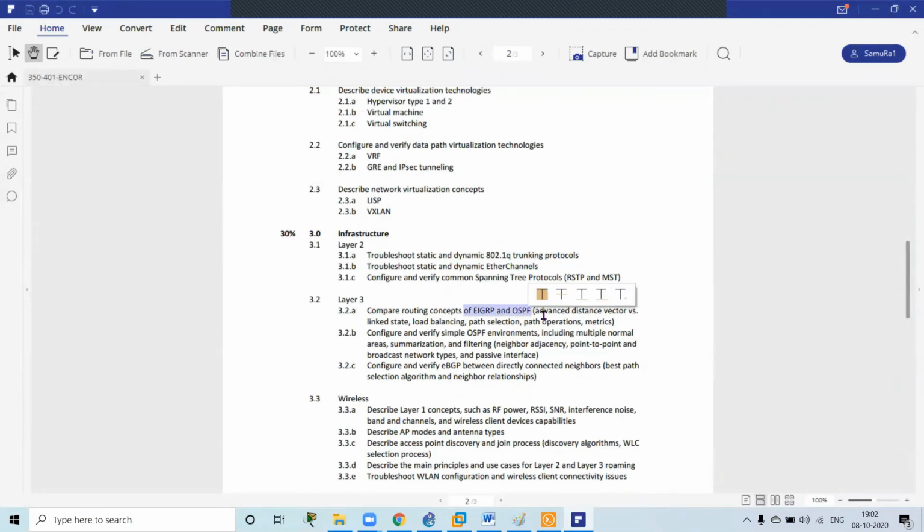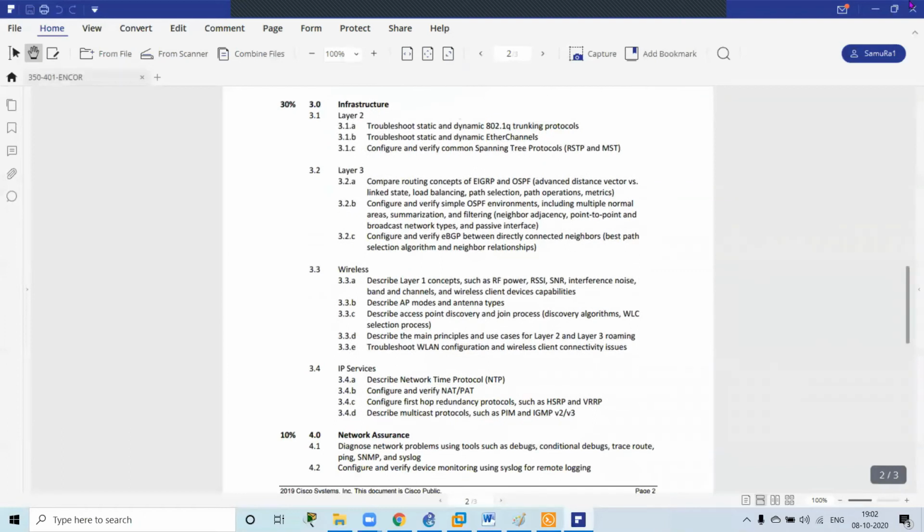Concept of EIGRP, OSPF, advanced distance vector, OSPF troubleshooting, point to point, broadcast network types, passive interface. No, it is not a part of this. It is not a part of ENCOR.